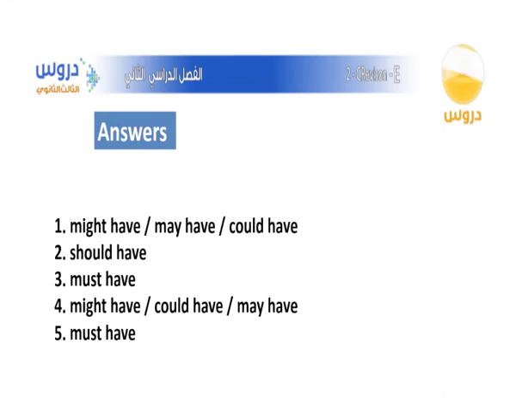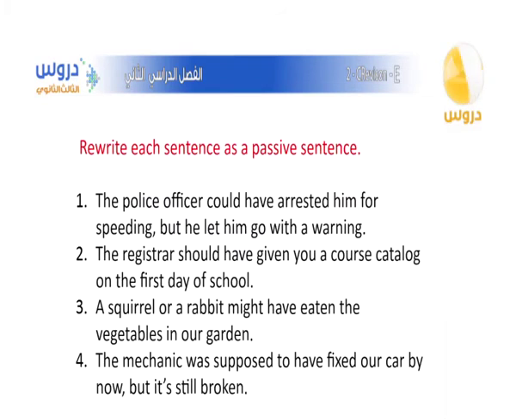Here are the answers of the previous exercise. Might have, may have, could have. Number 1, may have. 2, should have. 3, must have. 4, might have, could have, may have. 5, must have. Okay, I believe this is going to be the last exercise on how to use modals in the past. So I want you to rewrite each sentence as a passive sentence, okay? Passive. Again, when you use passive, you begin using the object.